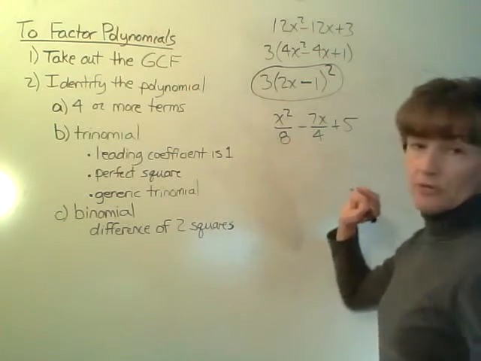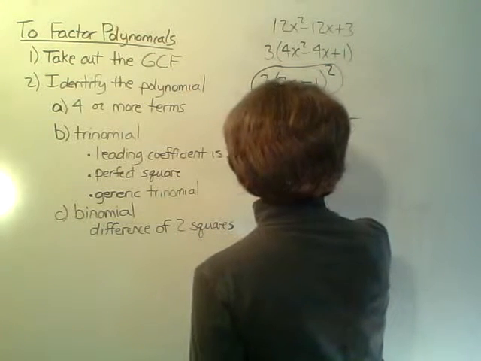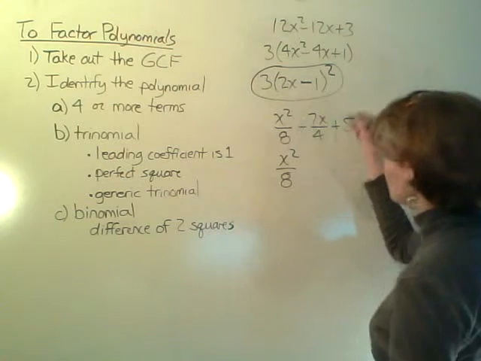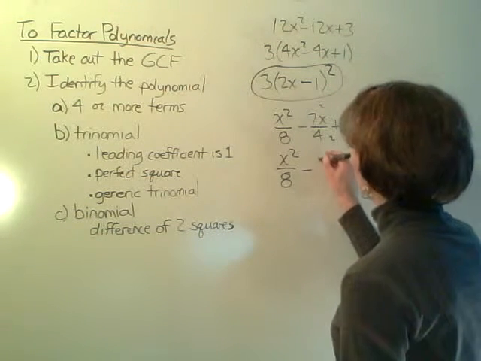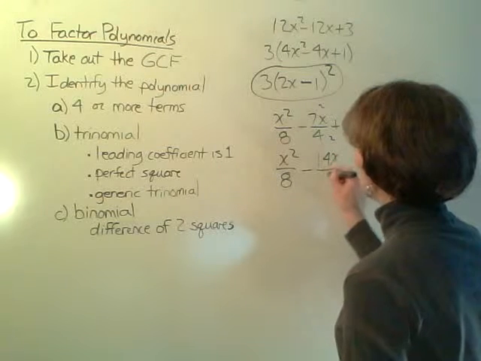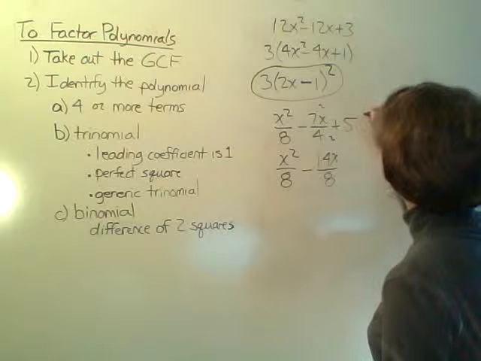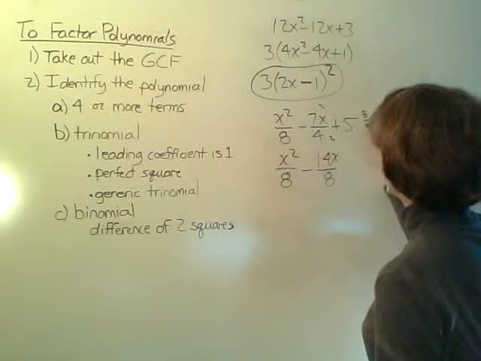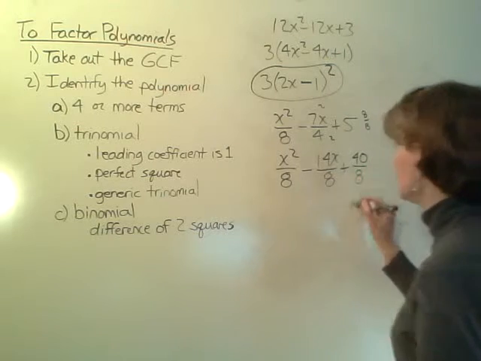Now, the least common denominator for 8 and 4 is 8. So the first term stays the same. The second term, I'll have to multiply the numerator and the denominator by 2. So I get minus 14x over 8. And the last term, I'm going to have to multiply 5 times 8 over 8. So that's going to be 40 over 8.